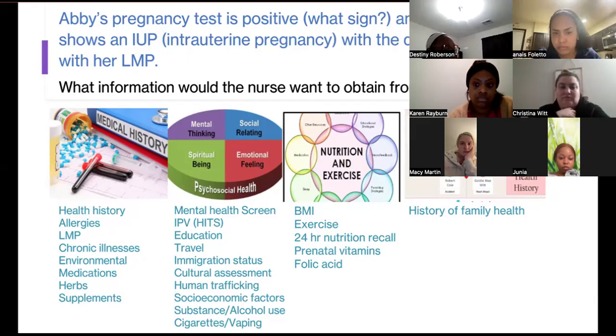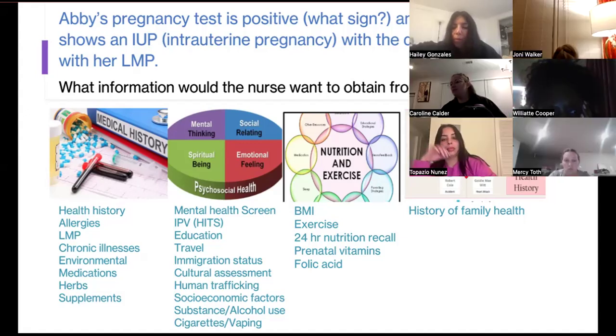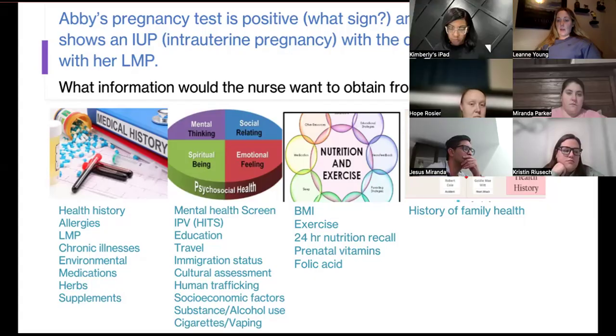Supplements. So, what are two big things that we're worried about with adolescent pregnancies? This is kind of working ahead. Oh, birth weight. Low birth weight, definitely. What else? What's the other one?